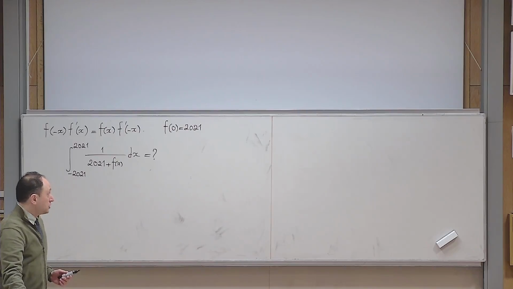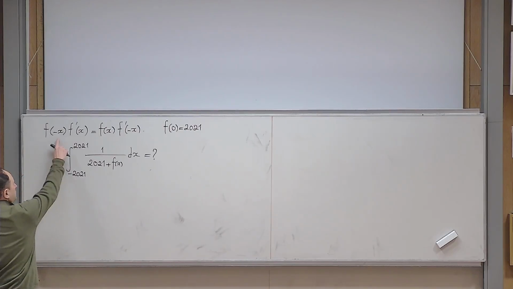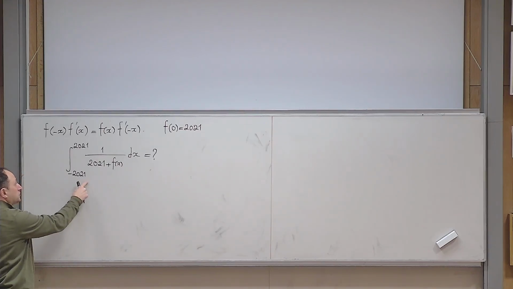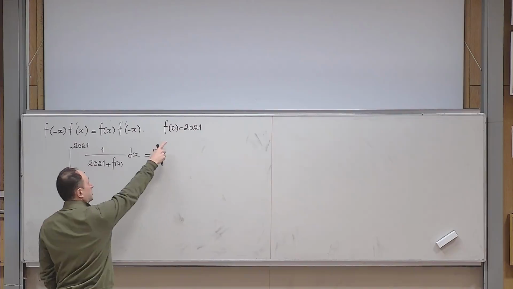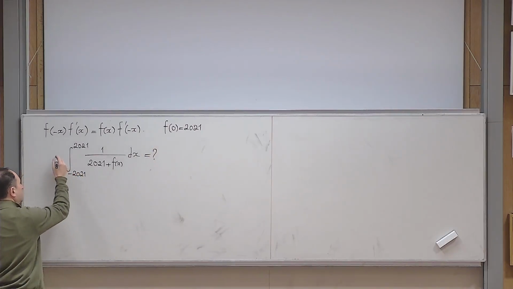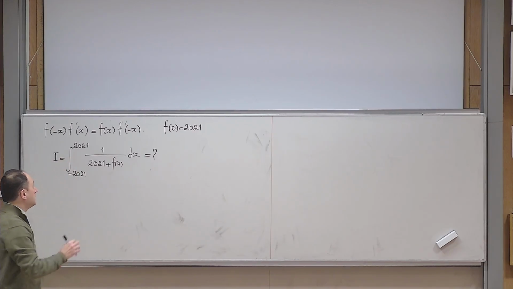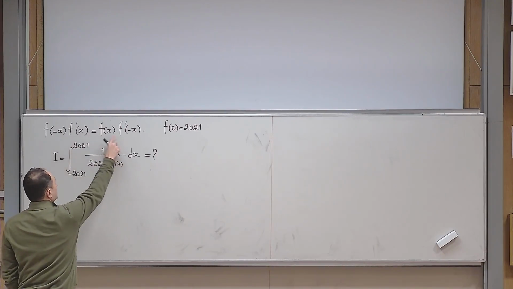Yes, so here this relation holds for every x in R, and then we are supposed to calculate this integral if we know f of 0 is 2021. So let me call this integral I. My question is to calculate what I is. But let us see how I can use this formula.